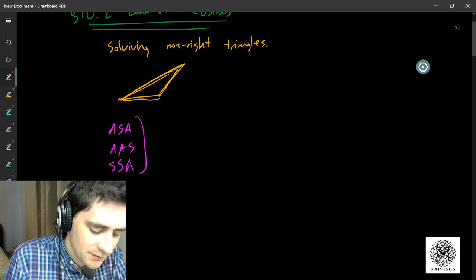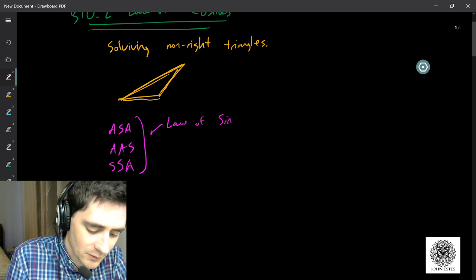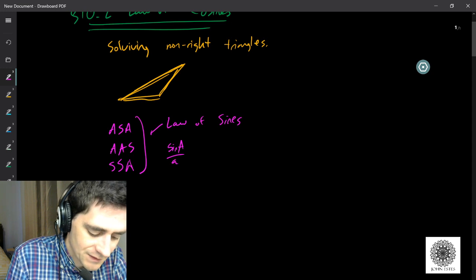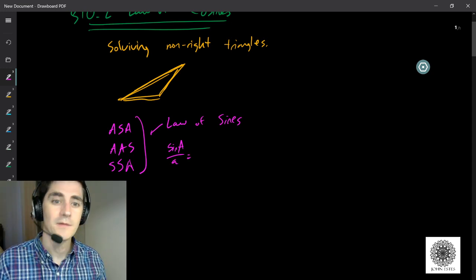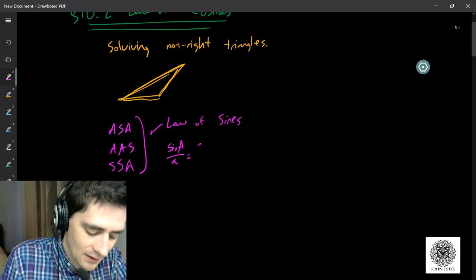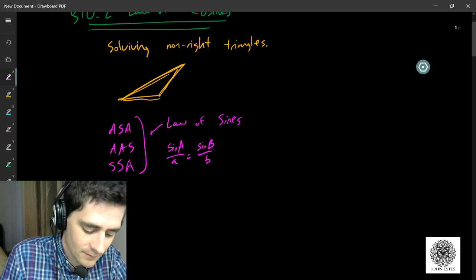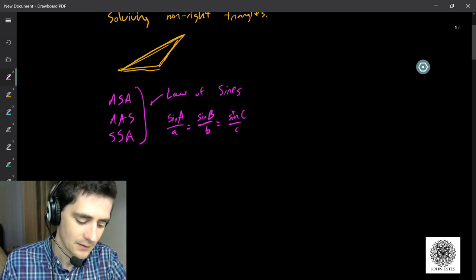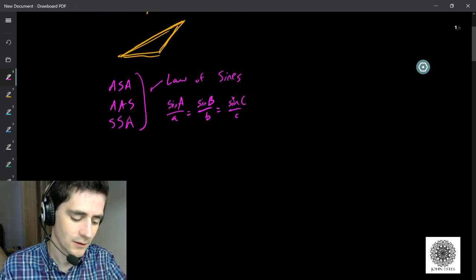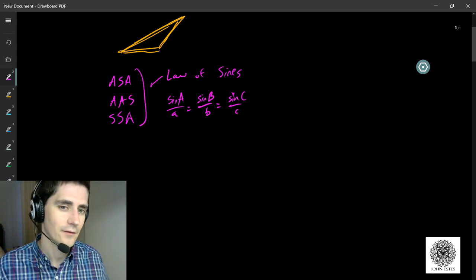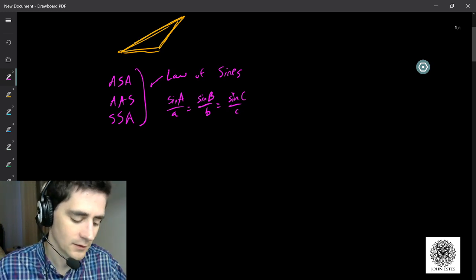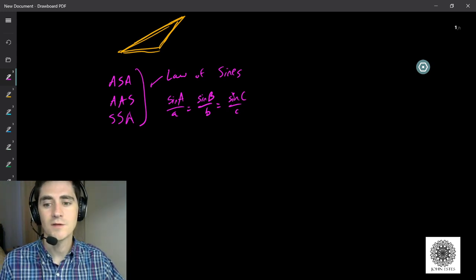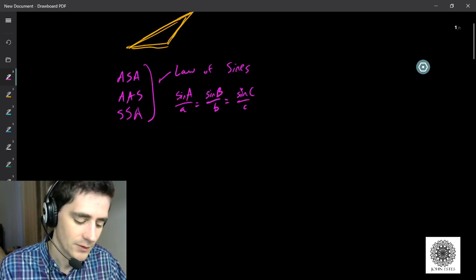And if you have one of these three cases, you can use what we call the law of sines. And if you remember what the law of sines said, sine of angle A over side a, where the same letter means opposite sides, equals sine B over b, which equals sine C over c. Okay, now that doesn't work for all non-right triangles. I mean, this is a true statement regardless, but what I'm saying is it doesn't help you solve some triangles. So we need another tool.